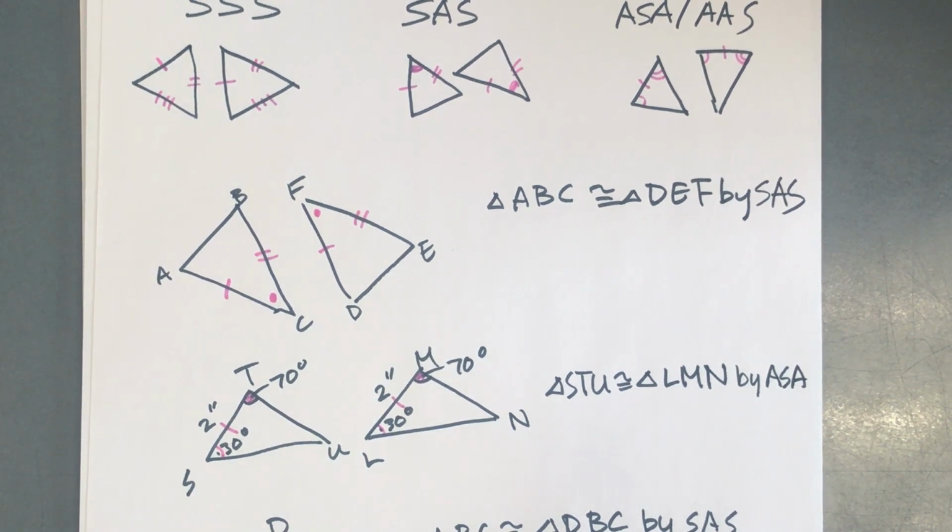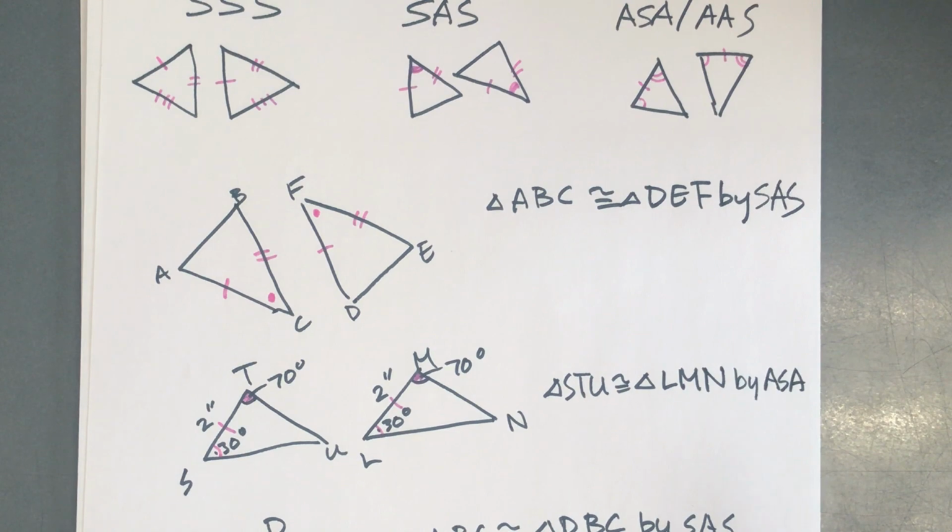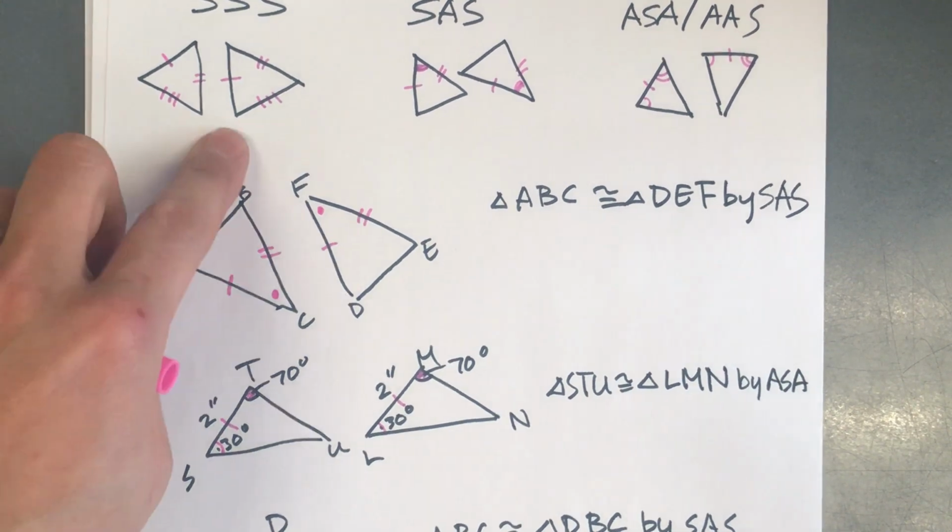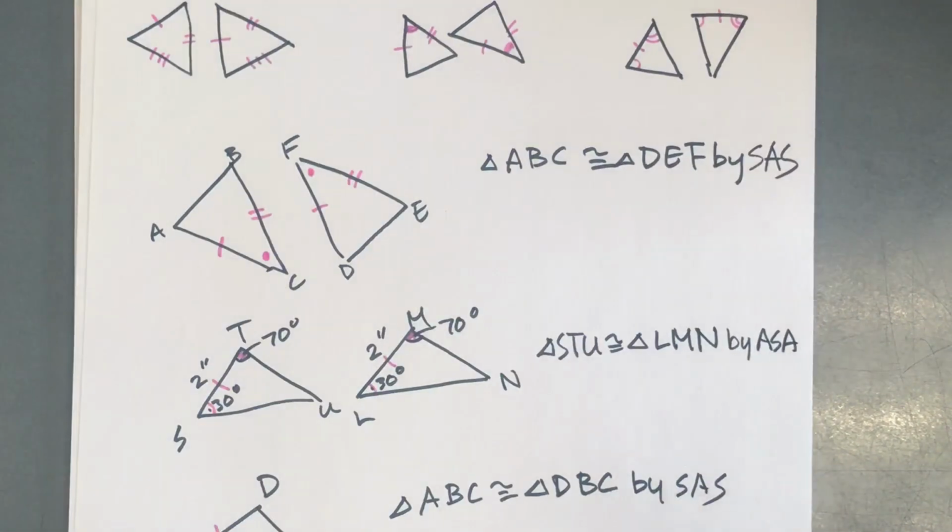And also, if you have something like this, now it looks like SAS, but we say this is segment, segment, angle. So segment, segment, angle is not one of these triangle postulates, so we cannot conclude that these 2 triangles are congruent.